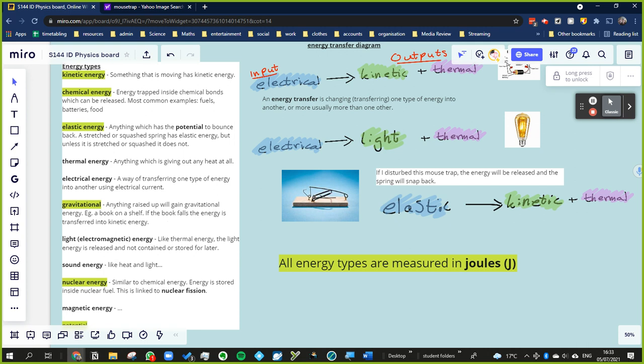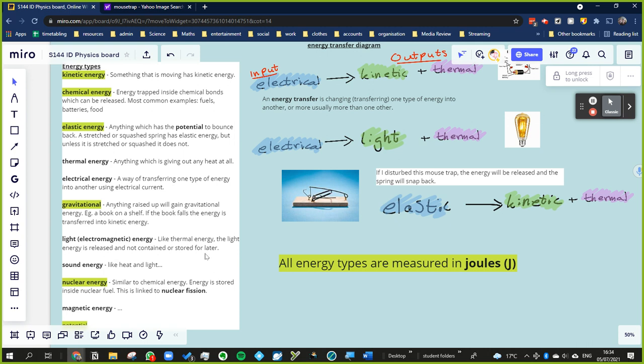So gravitational energy is kind of a weird one, because we don't really think of something having no gravitational energy. We think of it more as an increase or a decrease in gravitational energy. So when something is lifted up, it has an increased gravitational energy, and if something is dropped down, it has a decrease in gravitational energy.